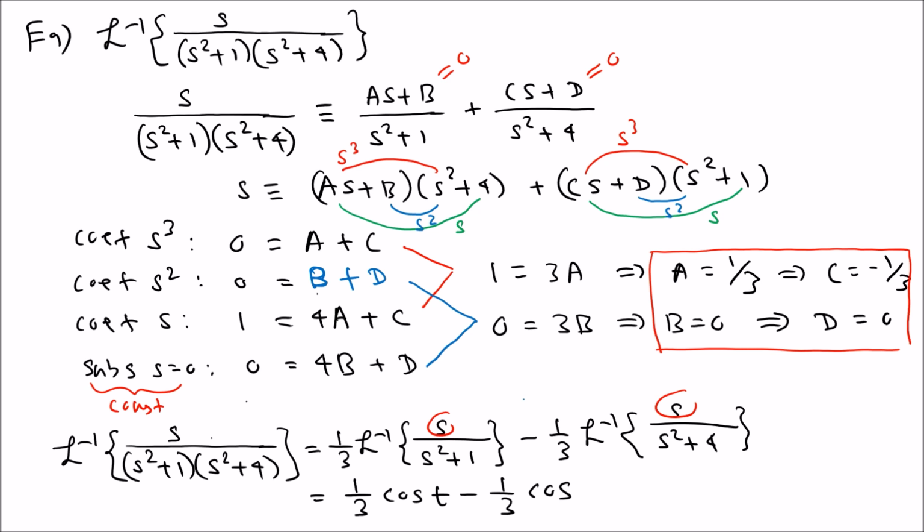Okay, good. Now you can see here they have 4 there. So 4 means omega squared. So that means omega equals 2, so it's going to be 2t. So that's the inverse Laplace transform of that. Good.